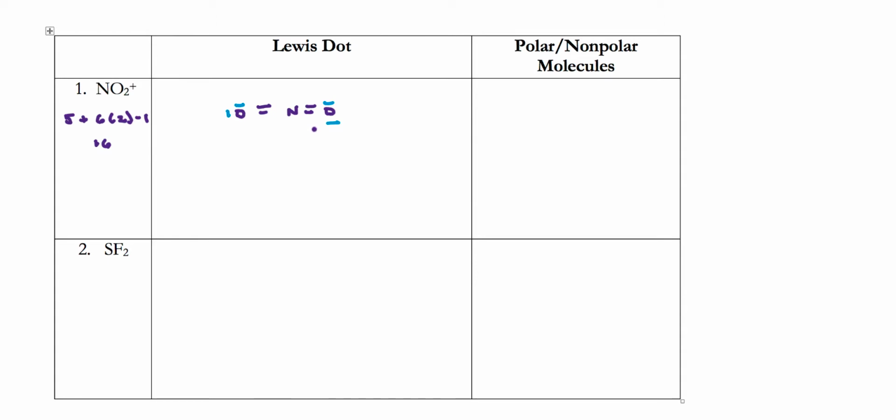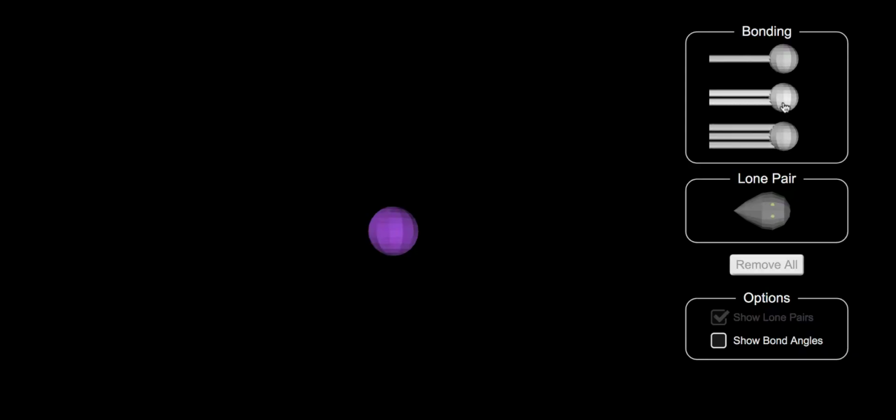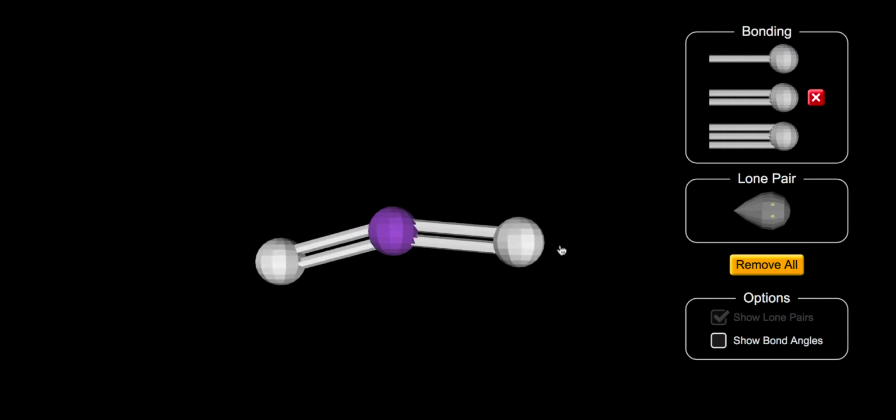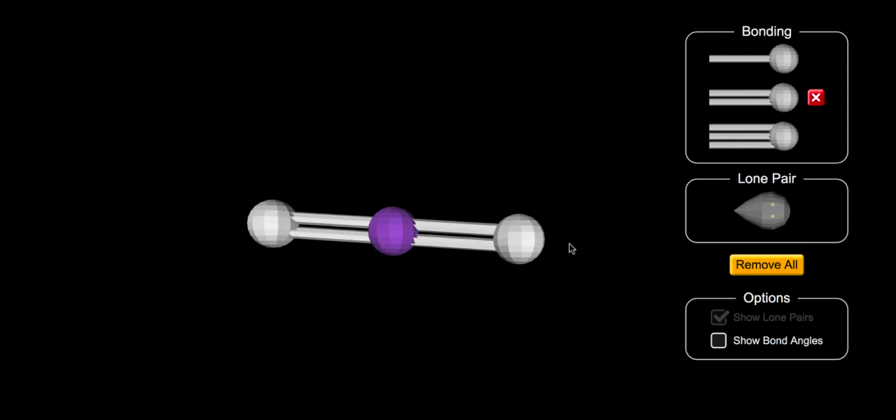Let's quickly look at what that structure will look like using the VSEPR model. And remember, the VSEPR model tells us that the molecule will assume whatever shape minimizes electron repulsions. So what exactly would that look like? All right, for NO2+, I have 2 double bonds, which is exactly how we drew it previously.